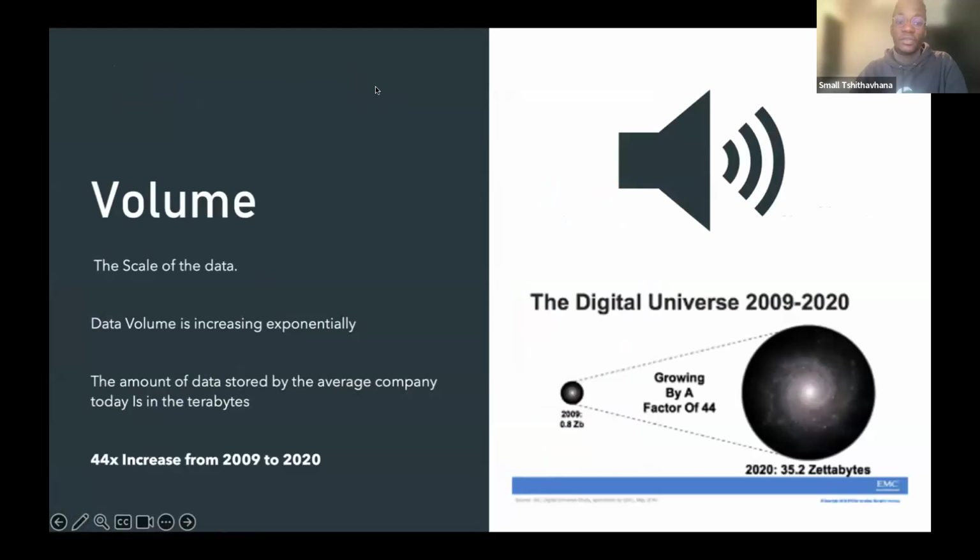So big data can usually be described using the 3 V's. The first one being the volume, which just describes the scale of the data.